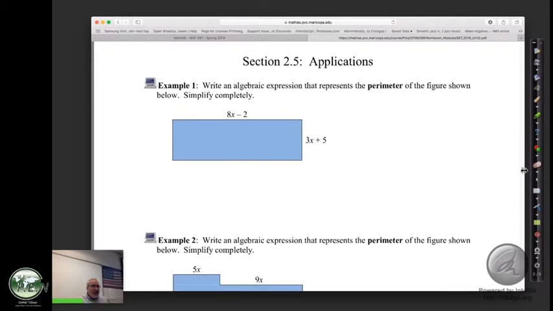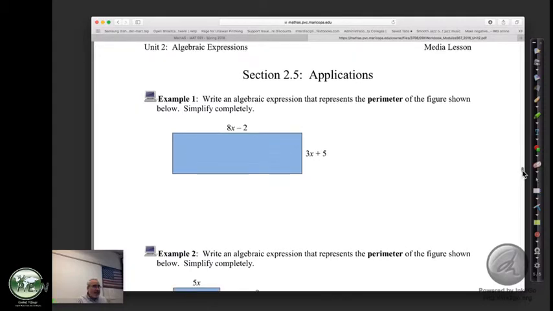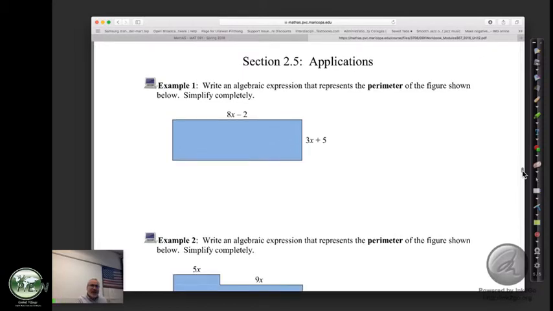What do I usually say about applications? What did I say last time about applications? Don't remember? Maybe I didn't say anything.